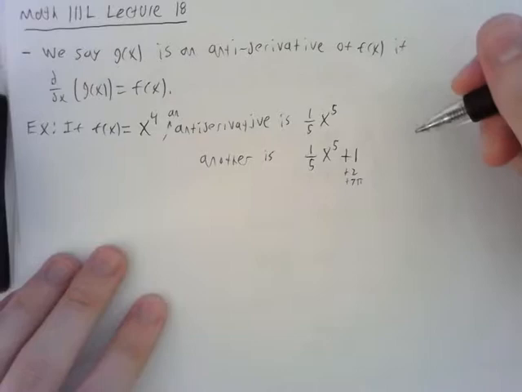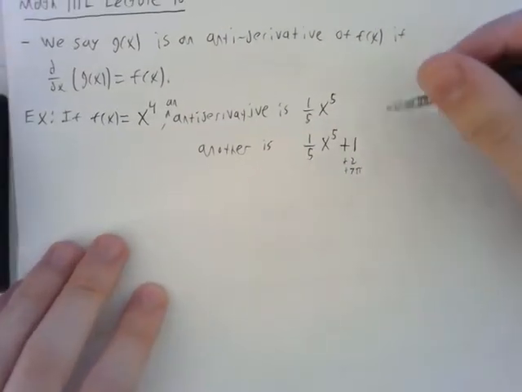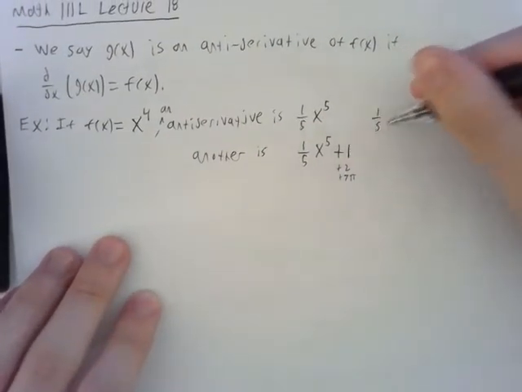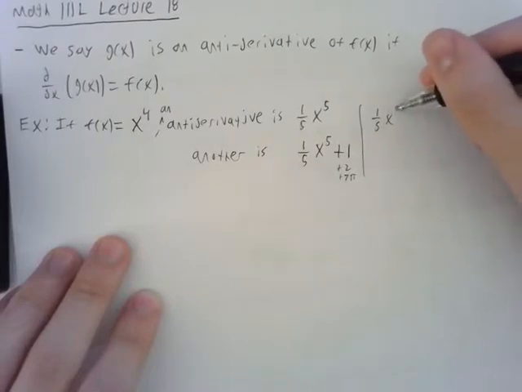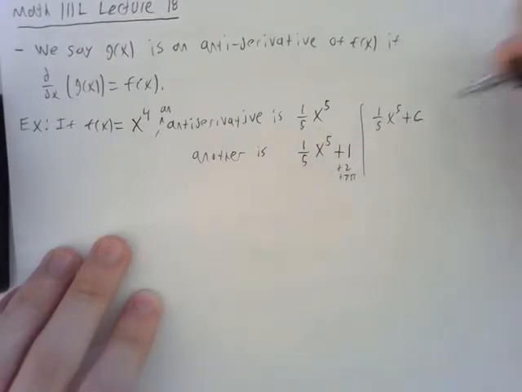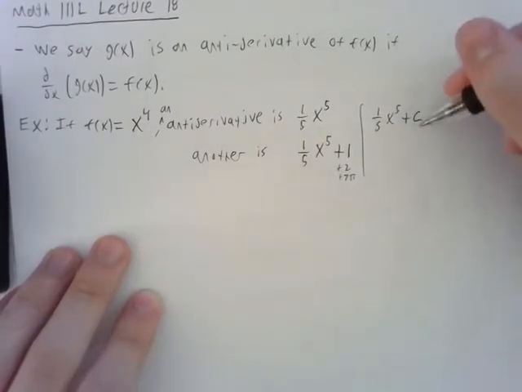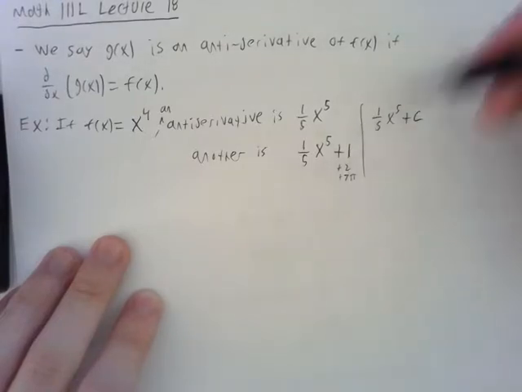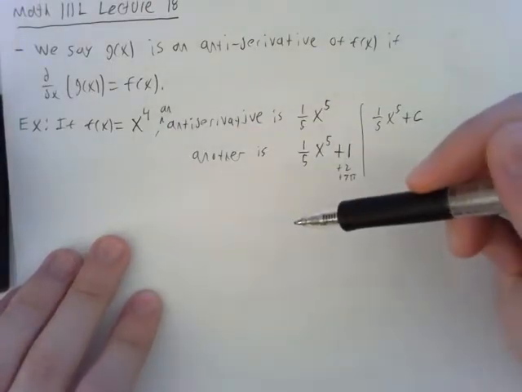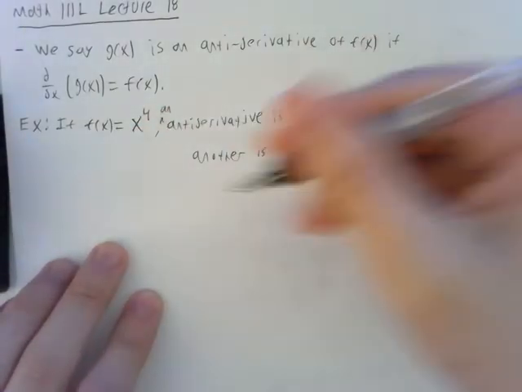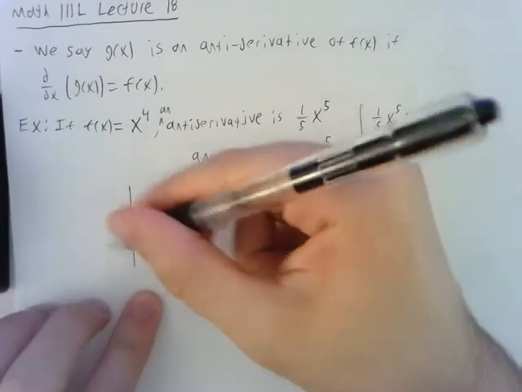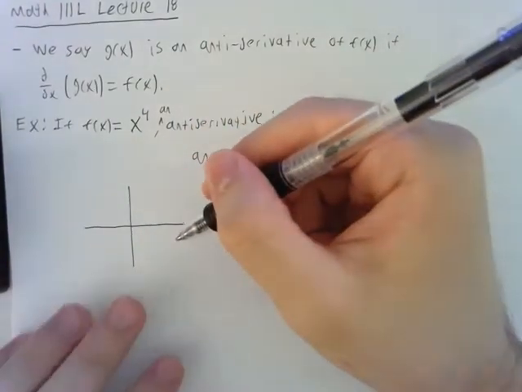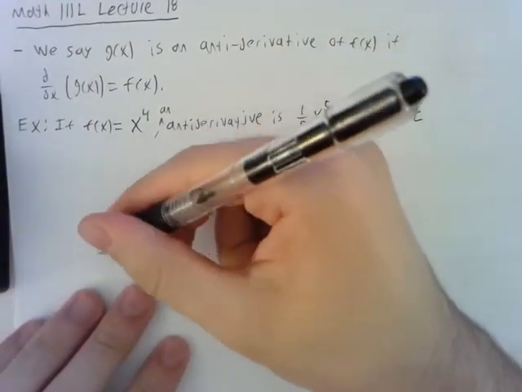So in general, I could have the antiderivative to be 1/5 x to the power 5 plus c, where c is just some constant. So it could be any of these numbers or something else, because the point is the derivative of the constant will always give 0, and we get back to x to the power 4. So this means that the antiderivatives form an entire family of functions.